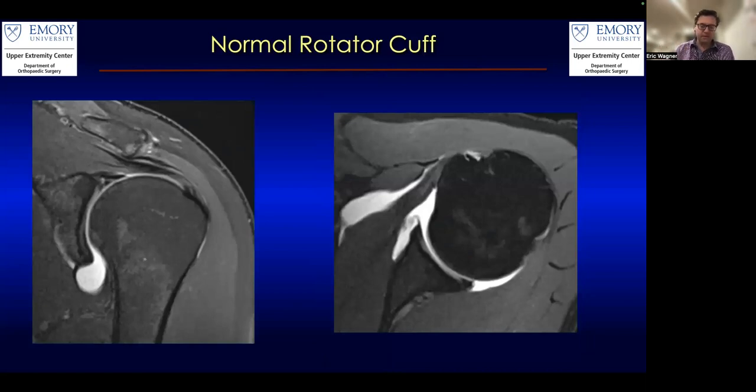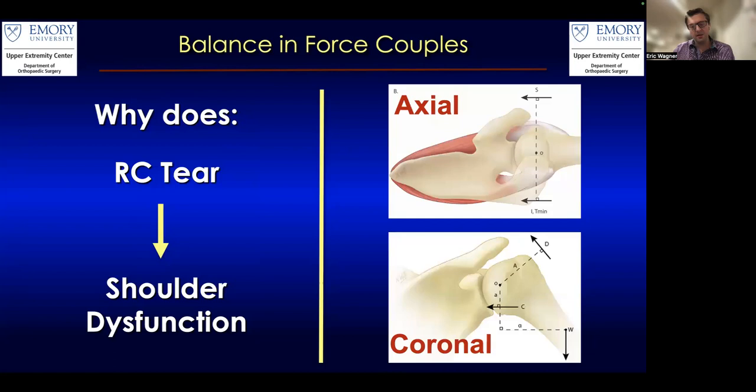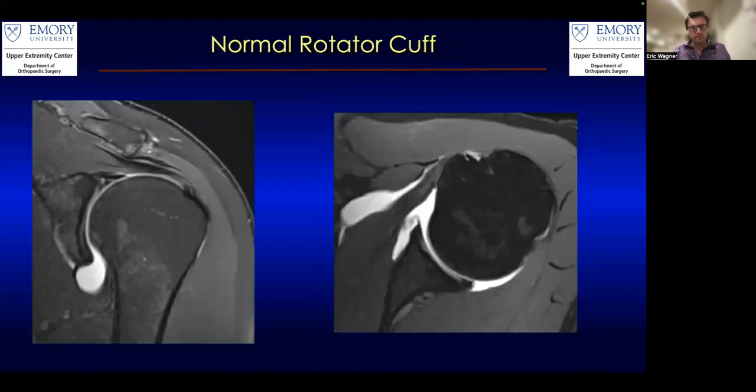Well, there are many reasons why you have a loss of function. And really, it goes back to this force couple idea. There's an axial force couple and there's a coronal force couple. The axial force couple is really dominated by the infraspinatus, the subscapularis, and to a lesser extent the teres minor. The coronal force couple is dominated by part of the infraspinatus, part of the supraspinatus, and then the superior and inferior capsules, as well as some of the other functions on the shoulder.